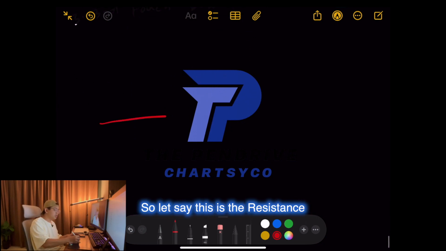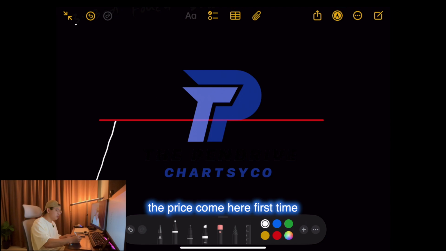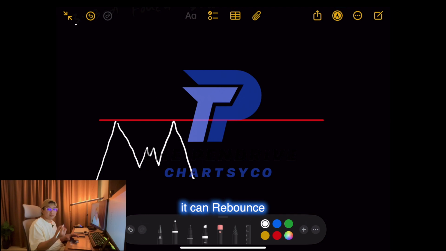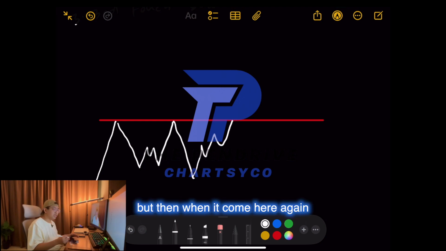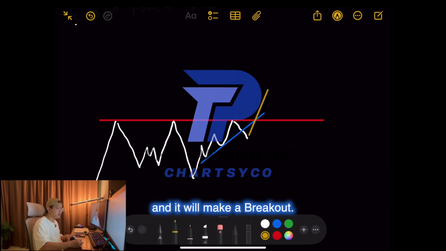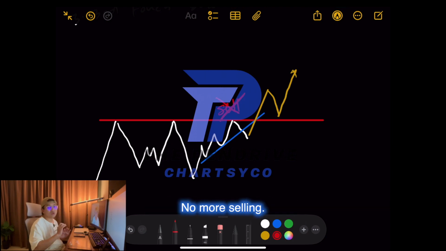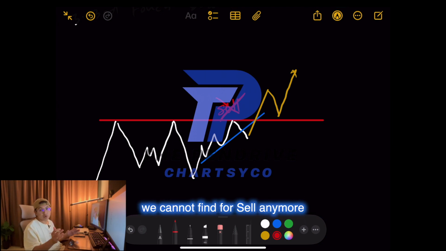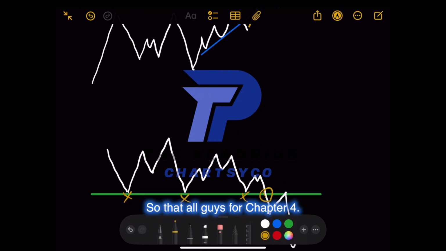So let's say this is the resistance. The price comes here the first time, it will bounce. Okay, then again it comes here, it can bounce again. But then when it comes back here again for the third time, normally what will happen is, yes, it will bounce for the third time, but then it will have this as a confirmation to make the breakout. So what we can do is, this is where the sell is done. Okay, no more selling. When the resistance is already broken out, we cannot look for the sell anymore because the direction has changed. So that's all, guys, for chapter number 4.